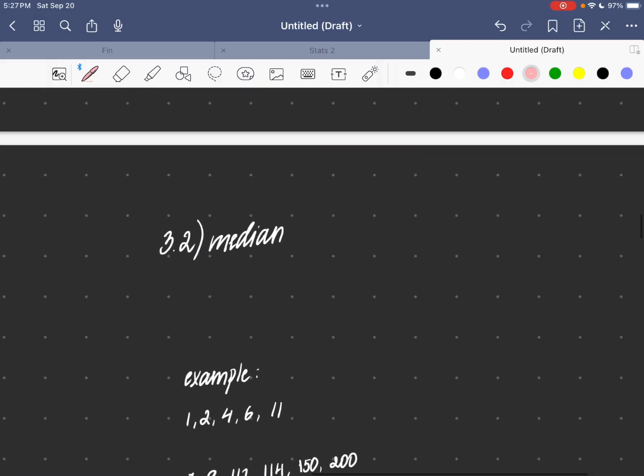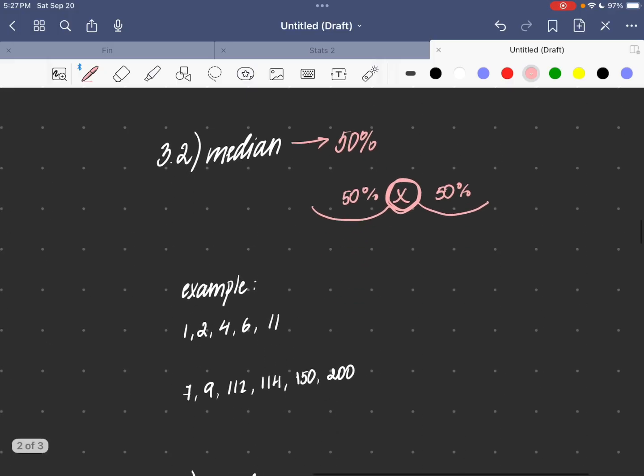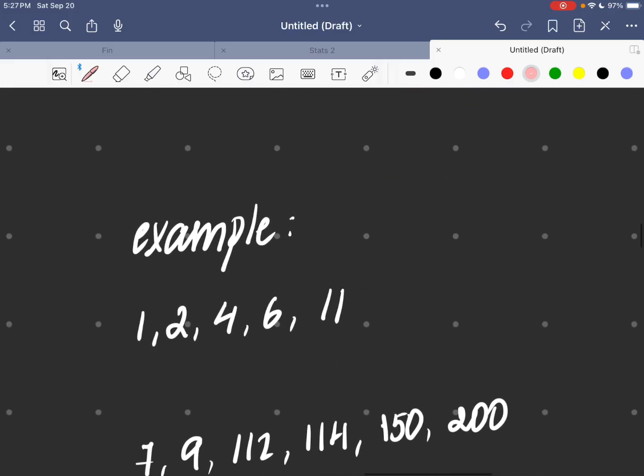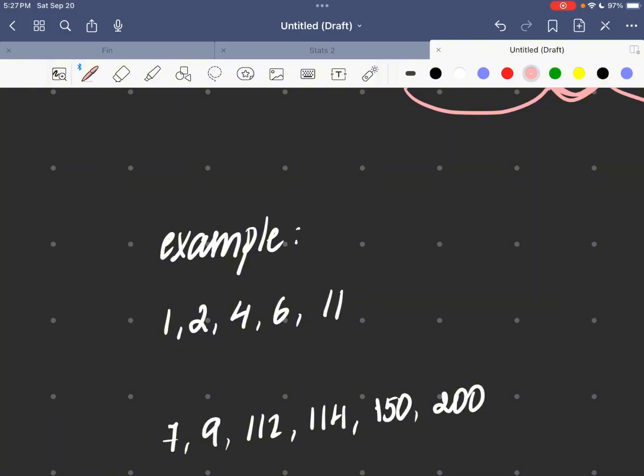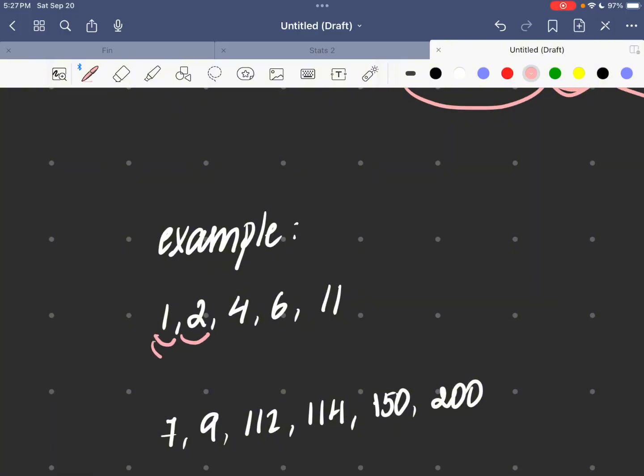Median is literally just 50% of the data. So it is the point that divides the data. We have 50% here. Then we have our value, let's say x, and then 50% here. So it literally is just the middle value. So right here, we have an example of 1, 2, 4, 6, and 11. So what is the middle value? Here we have 1, 2, so that's 2 together. 1, 2, those are also together. And then here we have 4, but that's our median value.